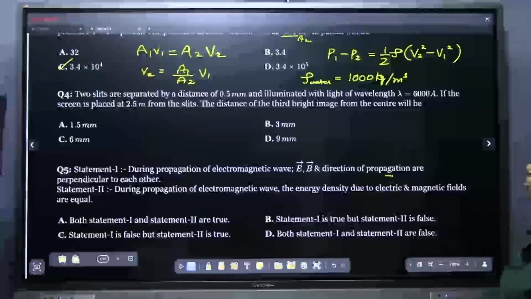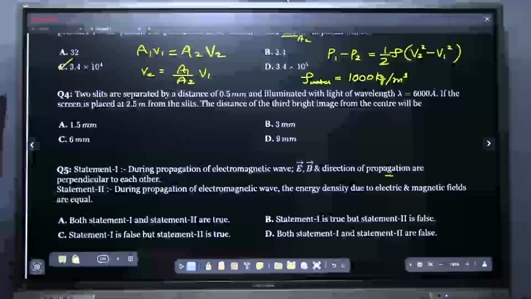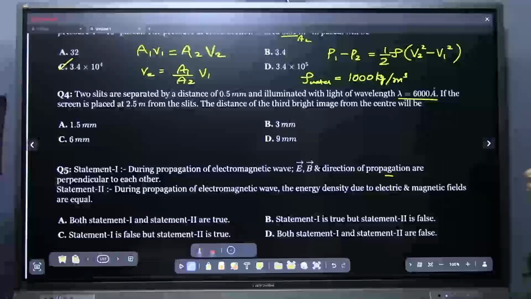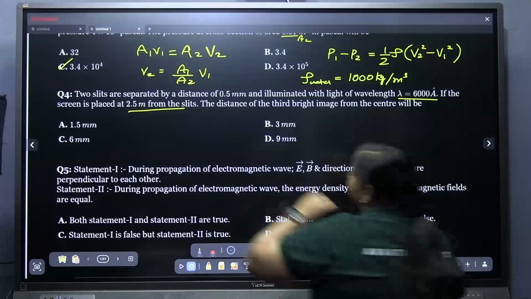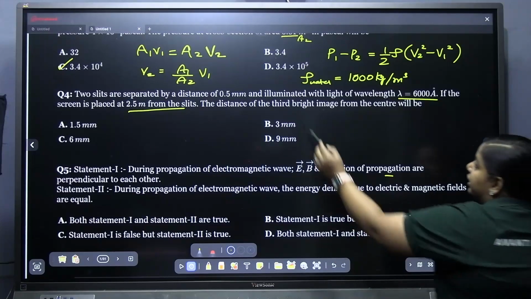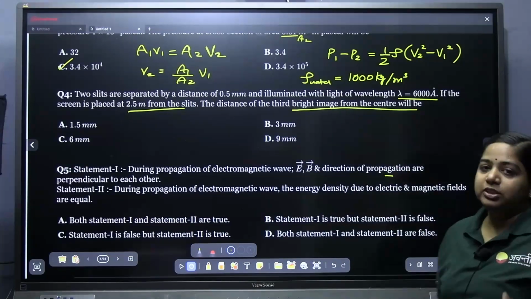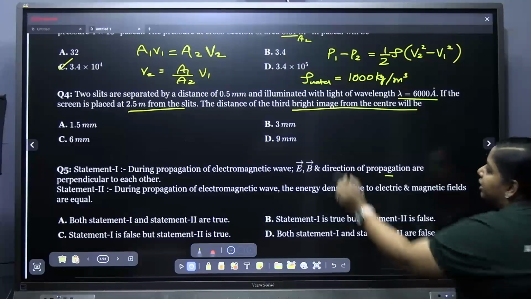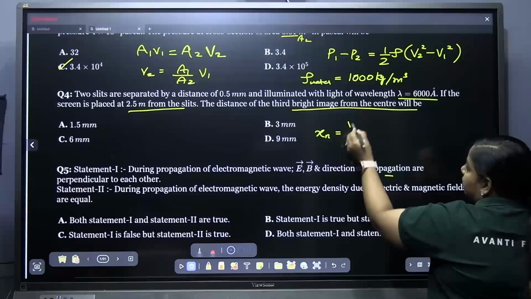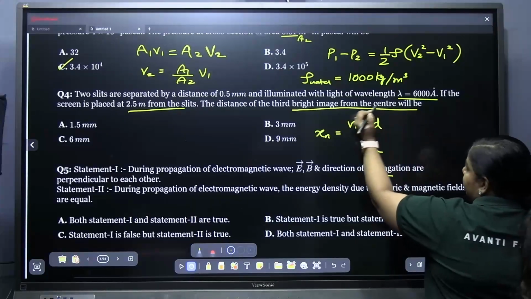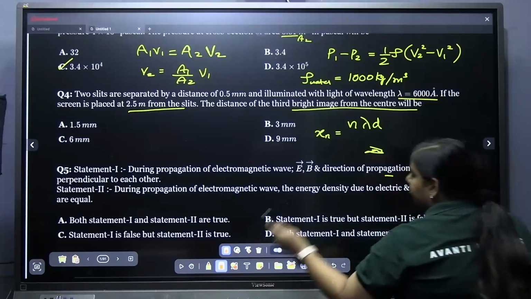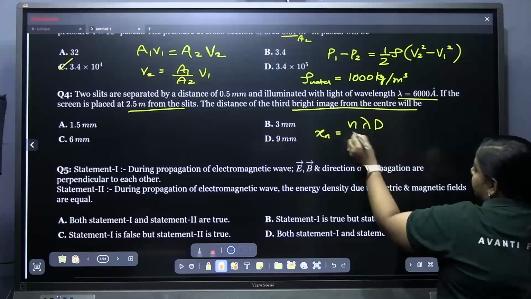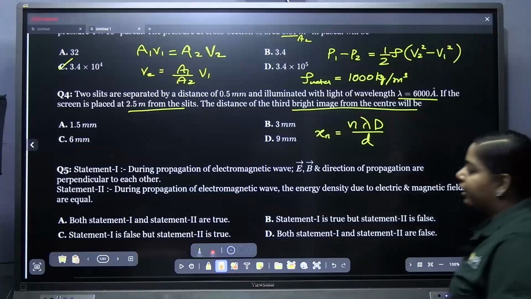Two slits are separated by a distance of 0.5 millimeter, illuminated with light of wavelength lambda equal to 6000 Angstrom. If the screen is placed 2.5 meter from the slit, find the distance of the third bright image from the center. Okay, so this is the double slit experiment and direct formula application. For a bright fringe, xn is equal to n lambda capital D by small d.